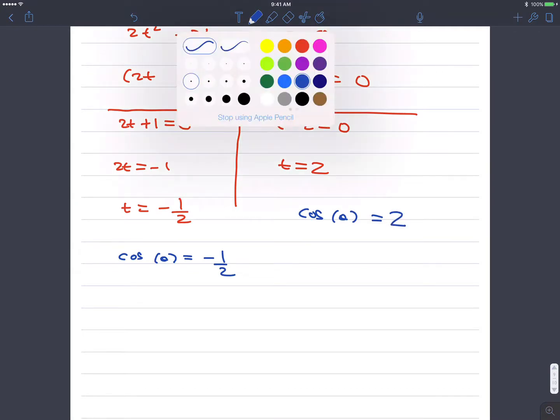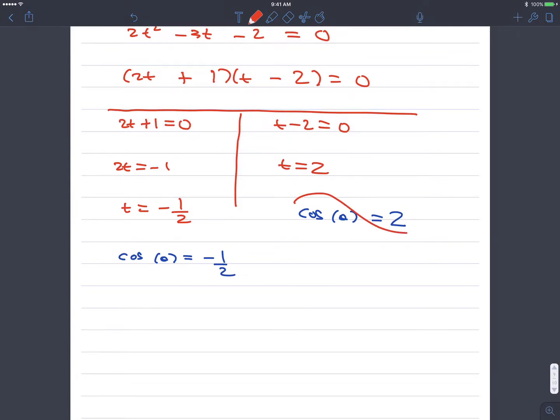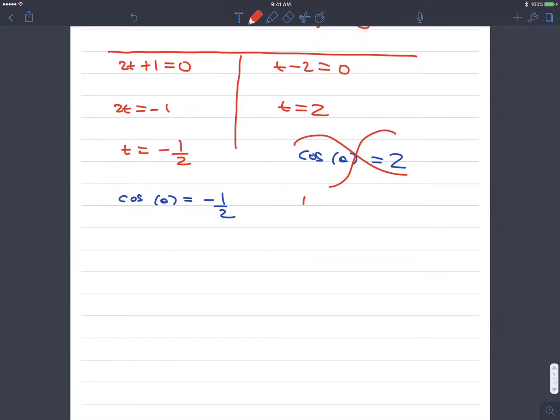Anybody want to know what I want to do with this last version here? I'm going to throw that out. Anybody know why I throw that out? This never happens. Cosine is never bigger than 1. Cosine can't be 2. Doesn't matter what angle. Throw that out. That leaves you just with cosine theta being minus 1/2.